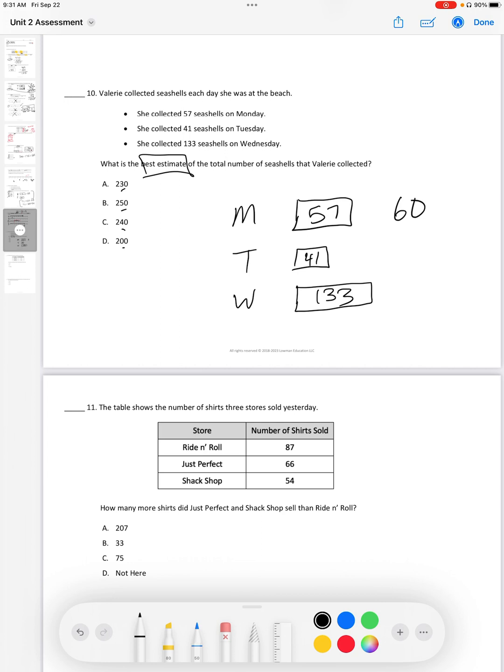57 would round to 60, 41 to 40, and 133 to 130. Now it wants to know the total number of seashells combined. So we would add that together. 60 and 40 is 100 plus 130 is going to be 230. That's answer choice A.